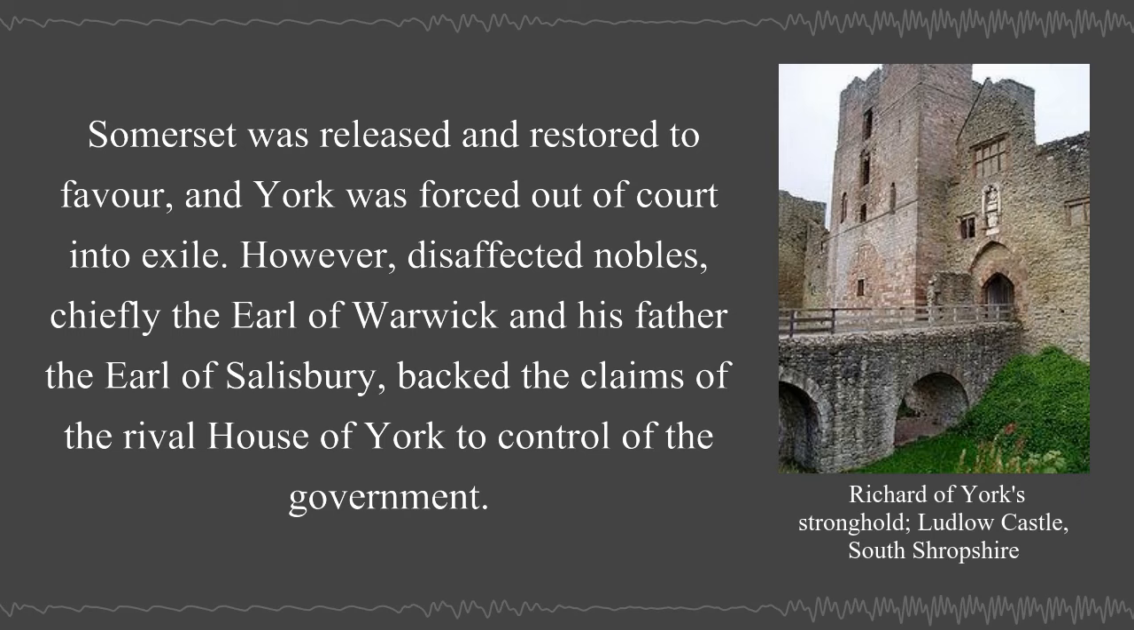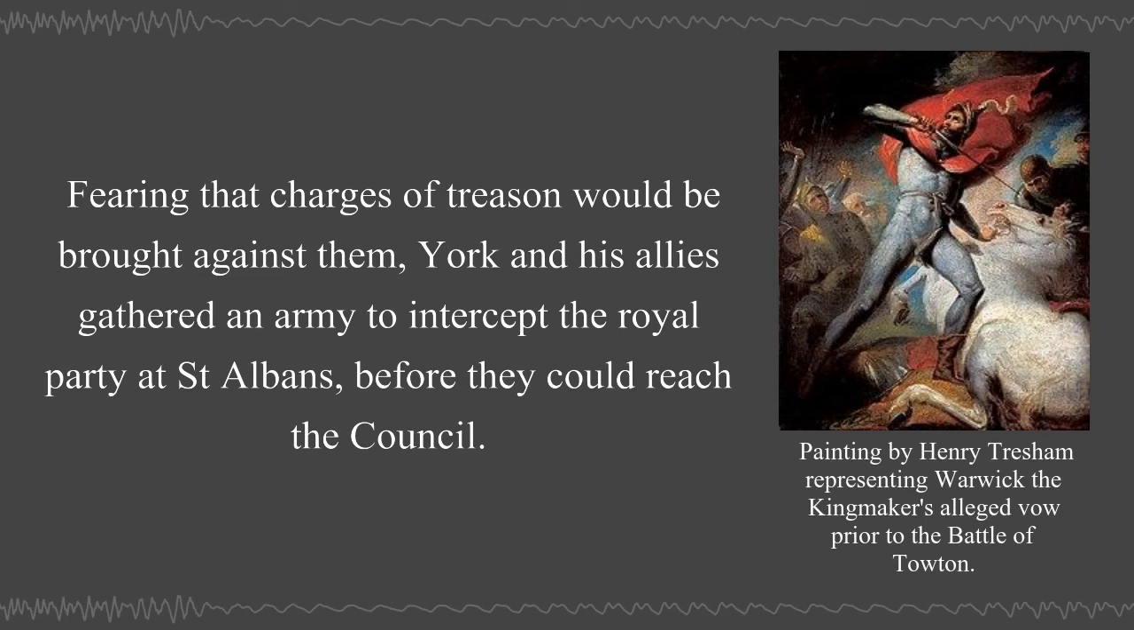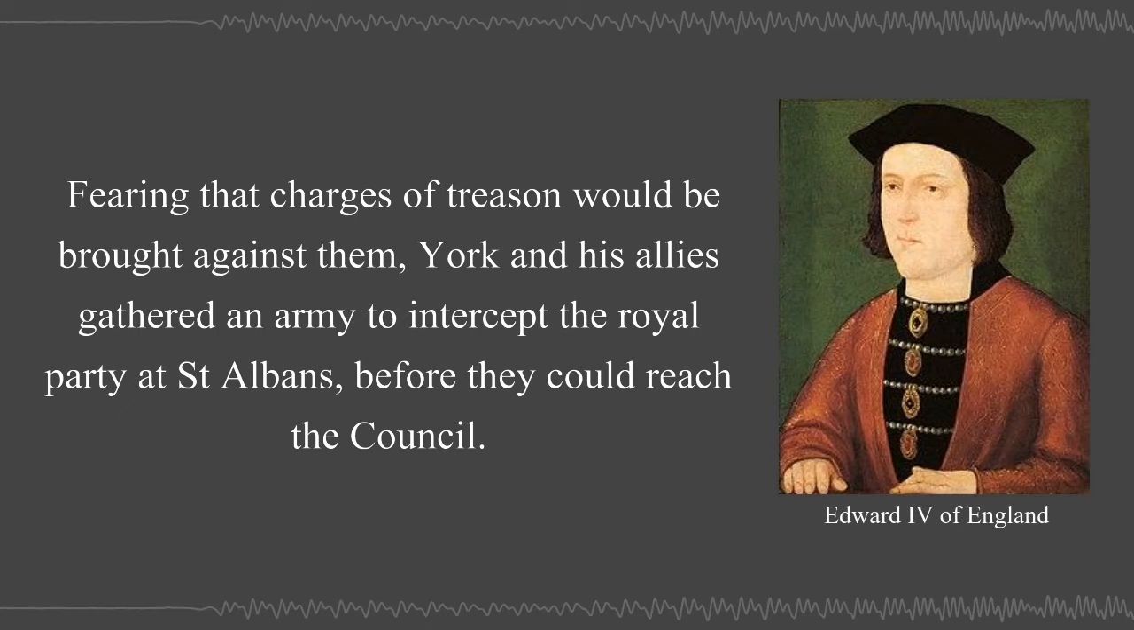Henry, Somerset, and a select council of nobles elected to hold a great council at Leicester on 22 May, away from Somerset's enemies in London. Fearing that charges of treason would be brought against them, York and his allies gathered an army to intercept the royal party at St Albans before they could reach the council.